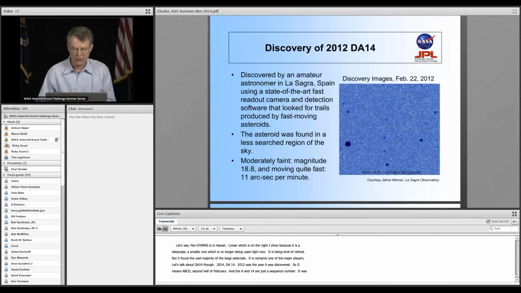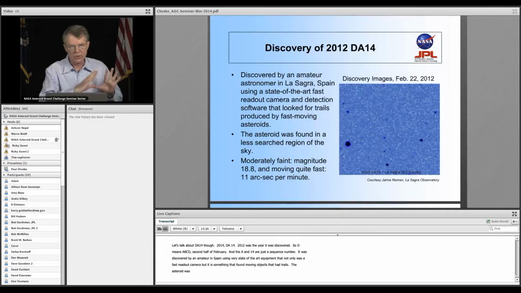It was discovered by an amateur in Spain using very state-of-the-art equipment that not only was a fast readout camera, but it's something that found moving objects that had trails. The asteroid was also found in a less searched region of the sky. He was looking kind of towards the dawn sky and far away from the normal ecliptic area where most surveys look.